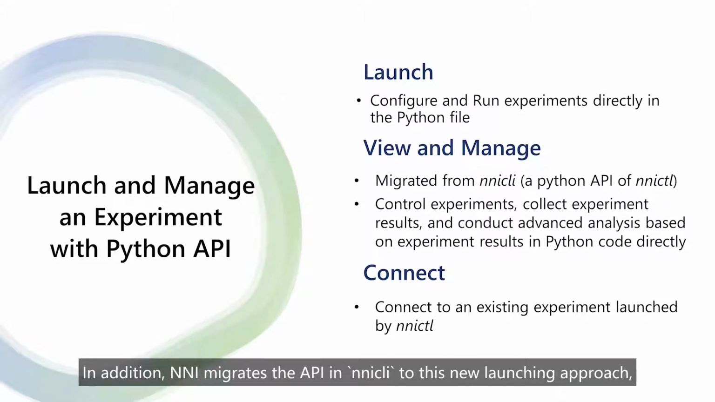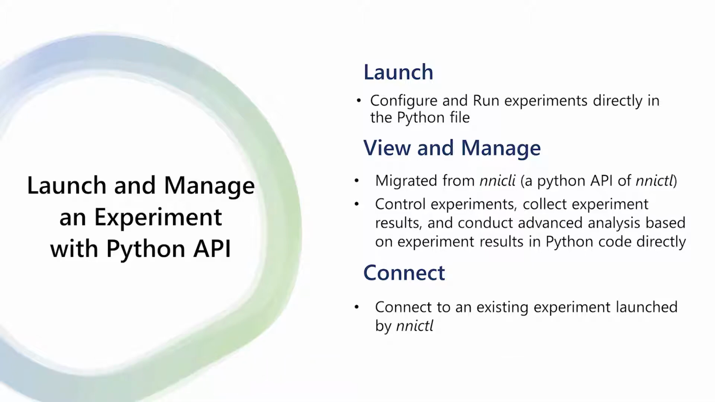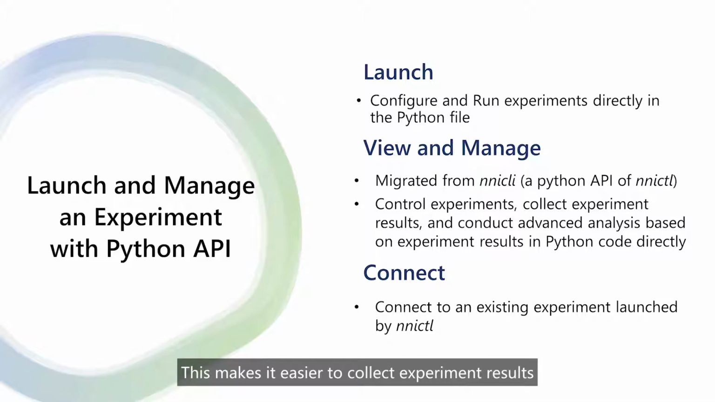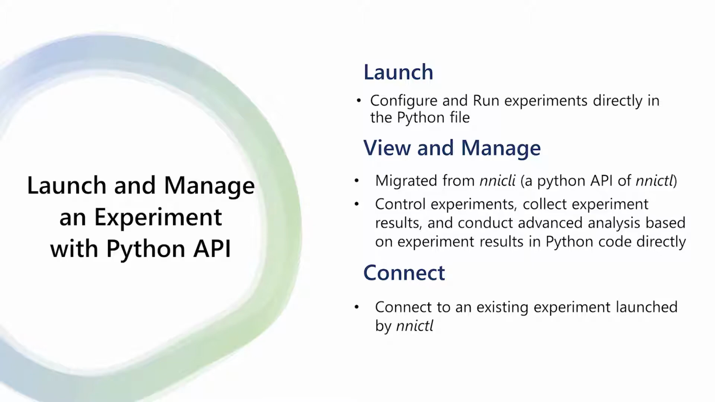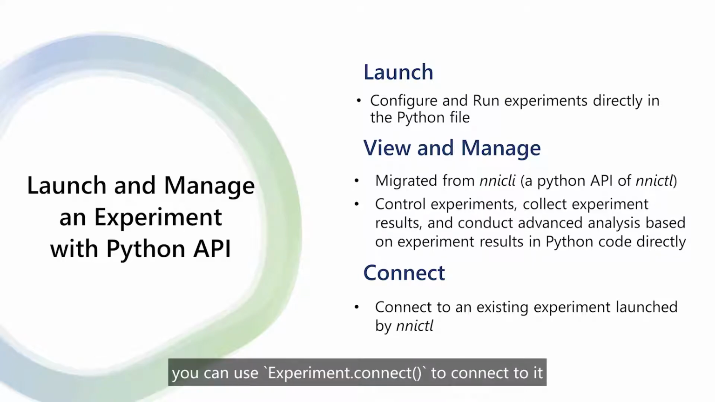In addition, NNI migrates the API in NNI client to this new launching approach, so you can view and manage experiments directly through Python API. This makes it easier to collect experiment results and perform advanced analysis based on them. If you launch an experiment by NNI control and also want to use these APIs, you can use experiment connect to it.